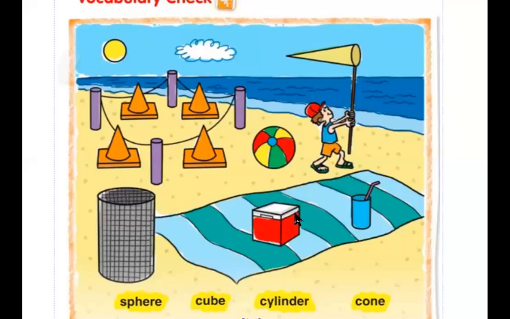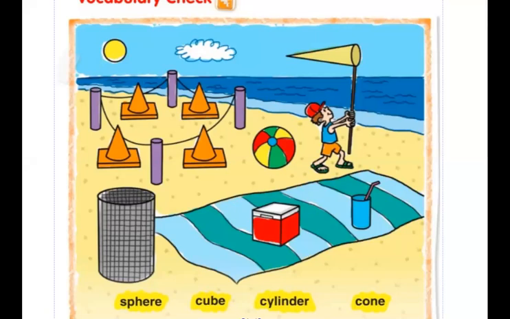All right, K5, so let's take out my review, chapter 12, page 725. So let's look at our beach scene. The first thing that we have here are our vocabulary words: sphere, cube, cylinder, and cone. Can you point to the word cube? That's right, it's this one. Look at marker E. Cube.